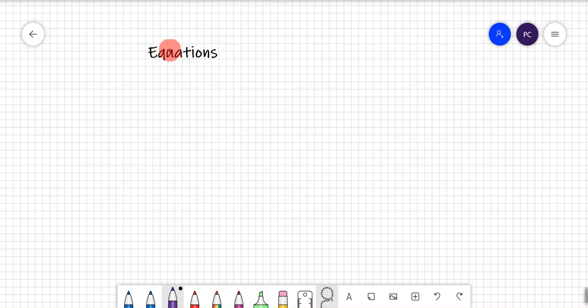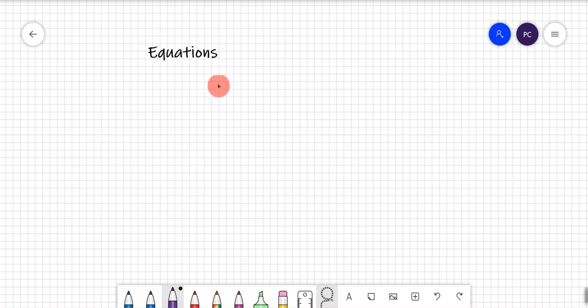So equations really come from the equal sign. This equation means that one group of numbers is equal to another group of numbers, or another number. So what do we mean by that? And we've kind of come across this already.